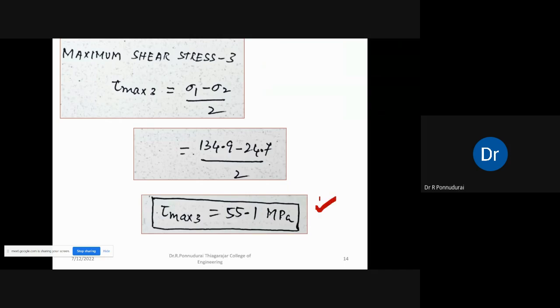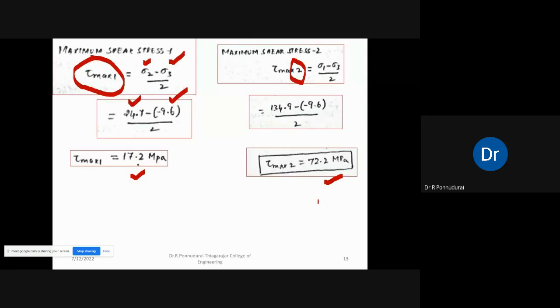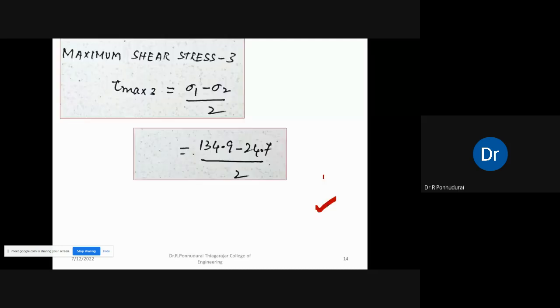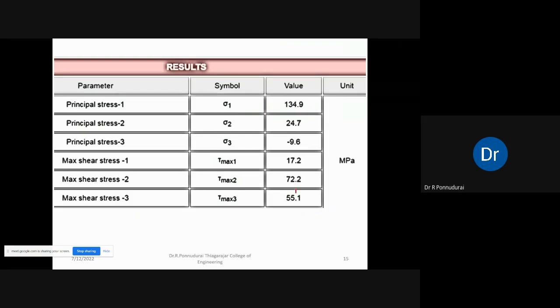So here 55.1. Okay. So tau max 1, you can also get tau max 2 and tau max 3. So this is the answer we will be getting. You can take a note of it. After that, you can check the calculation. So we got sigma 1, that is principal stress 1, that is 134.9, which we call the maximum principal stress. The minimum principal stress is minus 9.6, and the second principal stress is 24.7. Tau max 1, tau max 2, tau max 3 are also calculated.